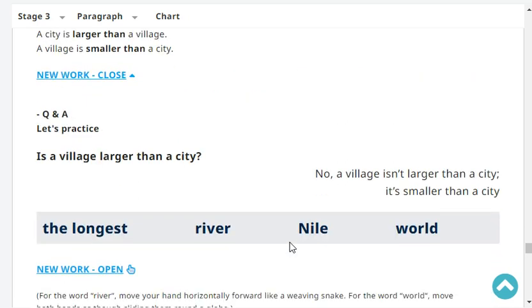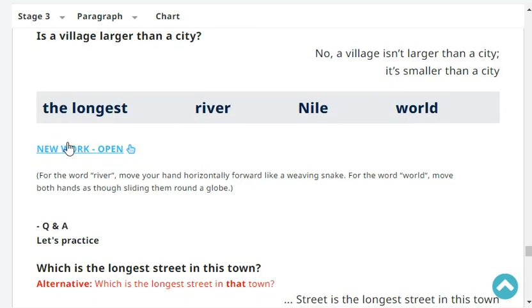Let's practice. Is a village larger than a city? No, a village isn't larger than a city. It's smaller than a city. Very good. Next, repeat.